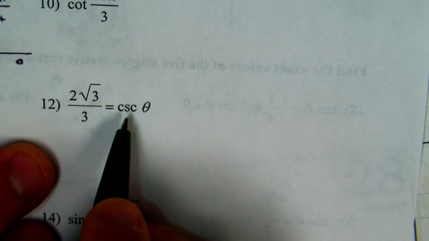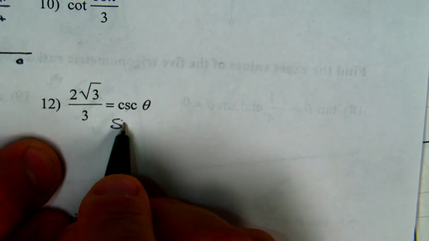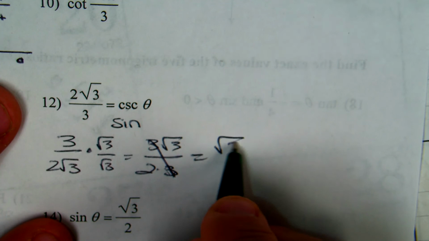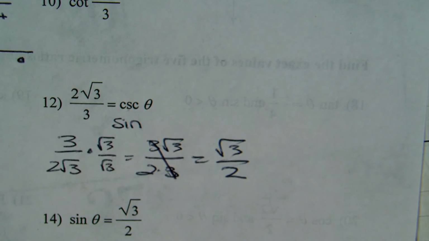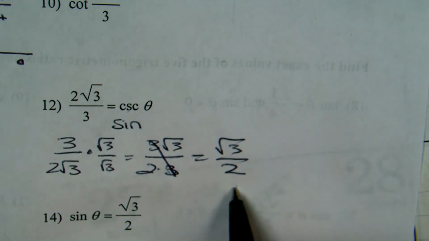First thing I would do is realize cosecant is the inverse of sine. All right? So the sine would be the flip of that. So 3 over 2 root 3. And then I would rationalize that by multiplying top and bottom by root 3. Now, when you rationalize, you'll realize hopefully the 3's are going to cancel out. And you're left with root 3 over 2. So that tells you the sine of the angle is root 3 over 2.